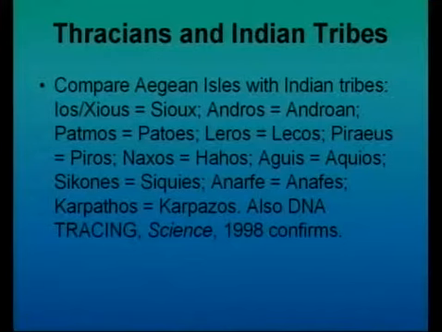We have the island of Zu, and you get the tribe Zu. You get the island of Andros, and you get the North American tribe Androan. Patmos, you get the Patos tribe. Island of Leros, you get Lekos tribe. Piraeus, you get the tribe of Pyros. Naxos island becomes the Hyksos tribe. Aguas island becomes the Aquas tribe. Sicones island becomes Sicoes tribe. Anafe island becomes Anaphis tribe. Carpathos island becomes Carpassos tribe.